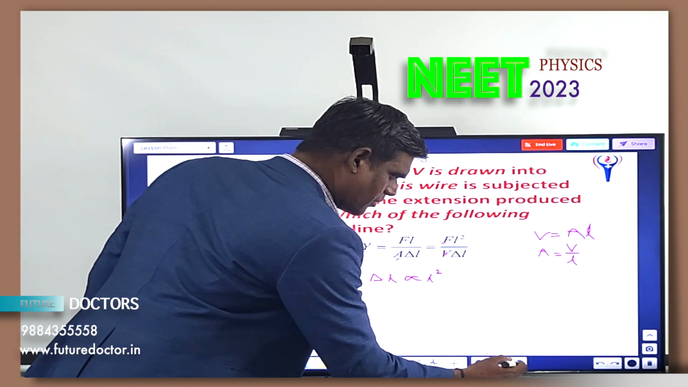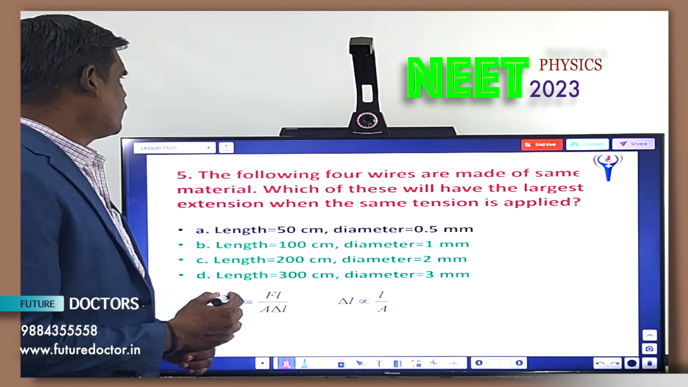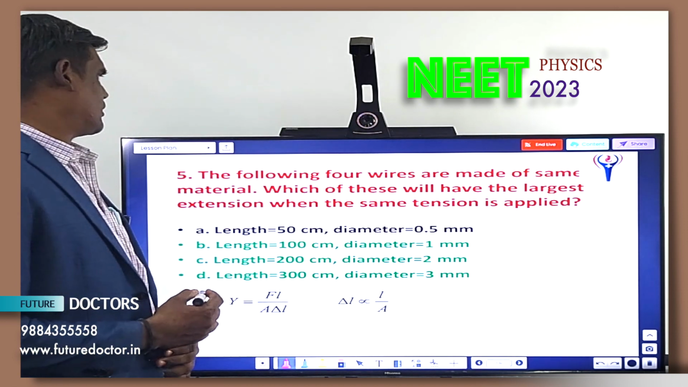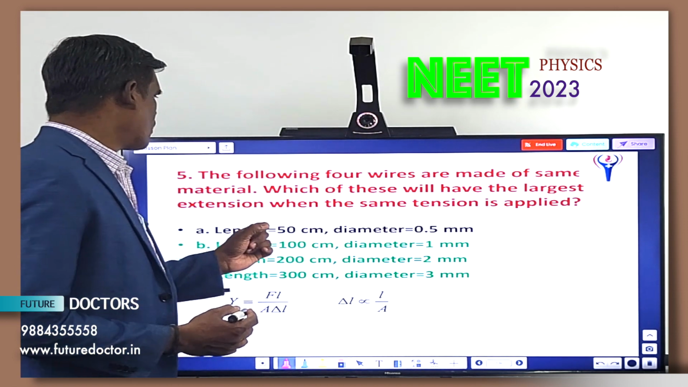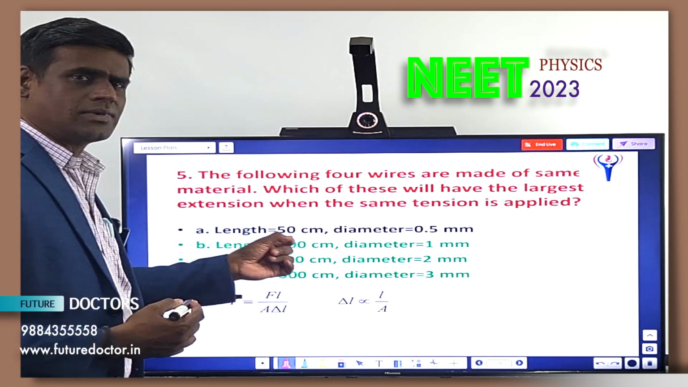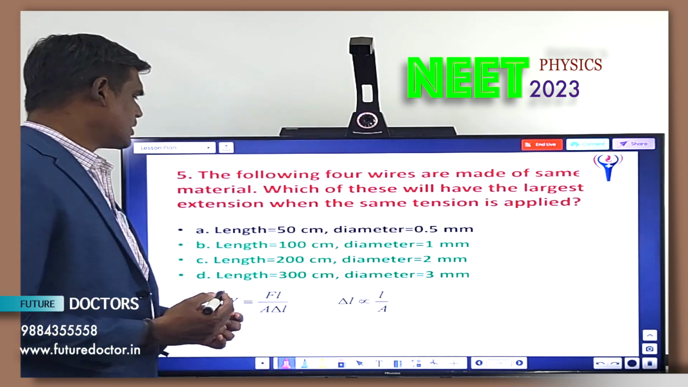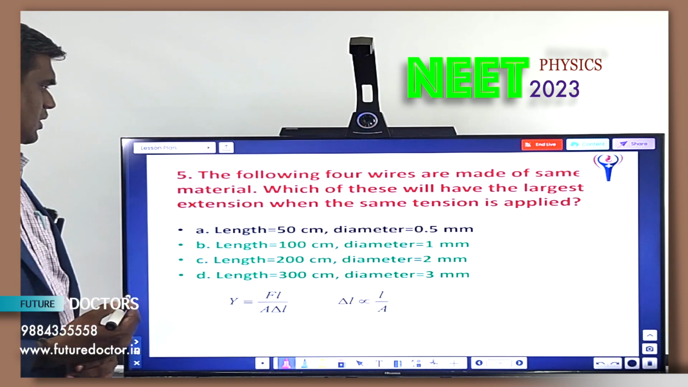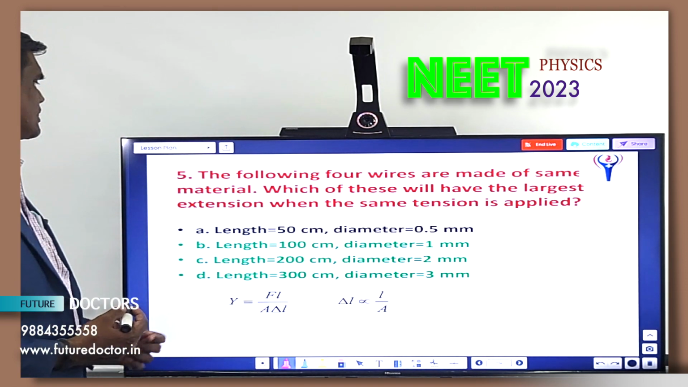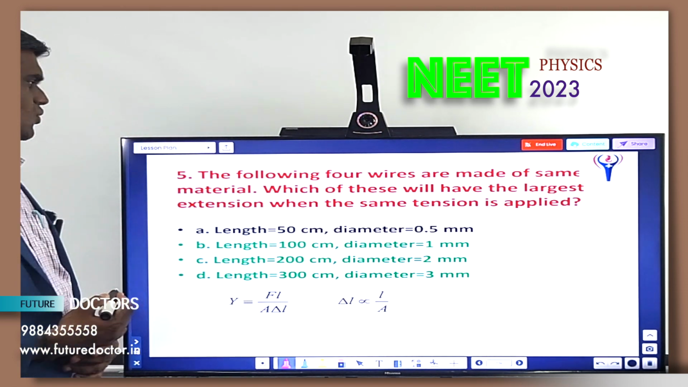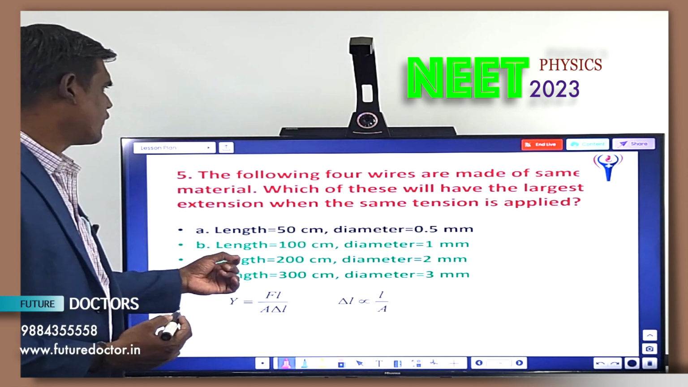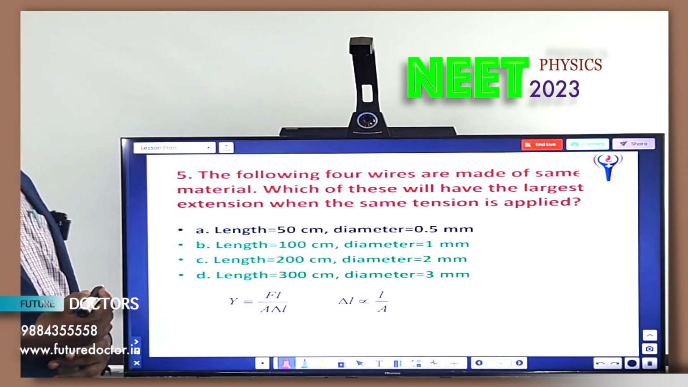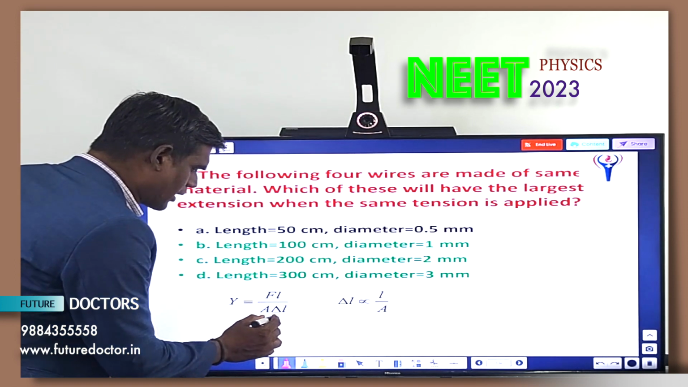Let's move to question number 5. The following 4 wires are made of same material. Which of these will have the largest extension when the same tension is applied? Same tension means same force. When the same force is applied to the same material, Young's modulus Y is also the same. Which of the following has the largest extension? Extension means delta L.